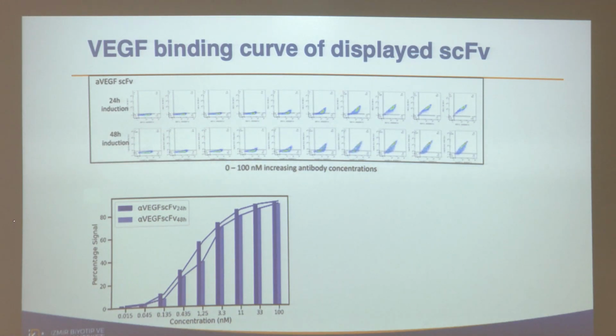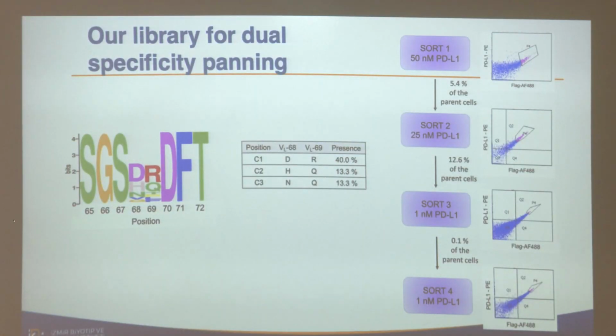After we confirm that our scFv on the yeast surface has affinity for VEGF, we create our library on that loop that I showed you. We mostly focused on positions 68 and 69. This is only 2 positions, I know, but we did other libraries, which are in progress. We only checked the first library. And after 4 different rounds of sorting, we got a cell population.